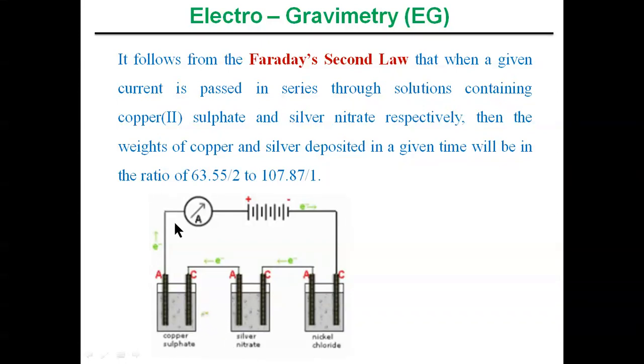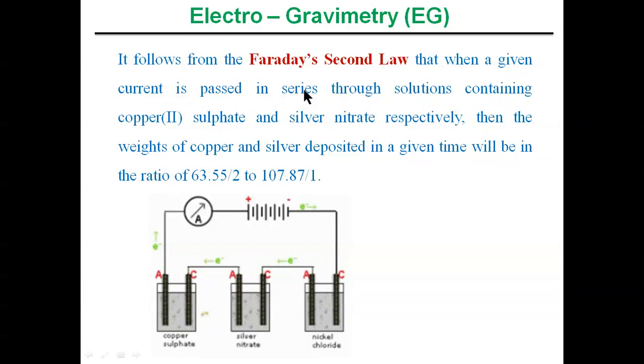So what will happen the moment you pass the same electric current to both of the cells? In this cell, where A stands for anode and C stands for cathode, the amount of copper which is dissolved here at the anode is the same amount of copper which is deposited at the cathode. Similarly, the amount of silver which is liberated at the anode is the same amount of silver which is deposited at the cathode.